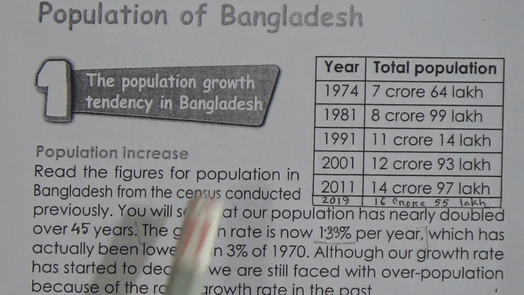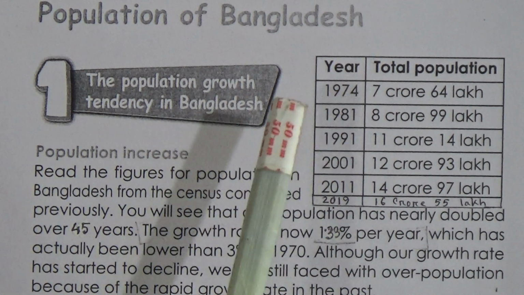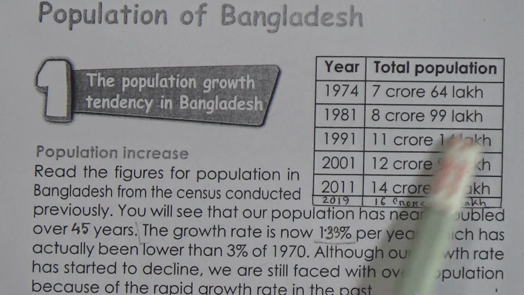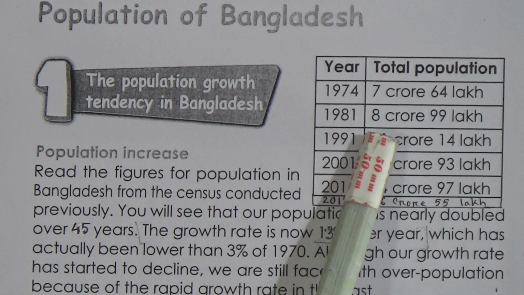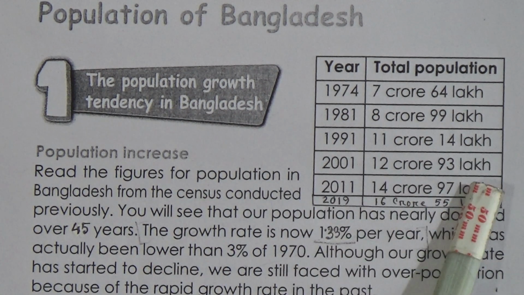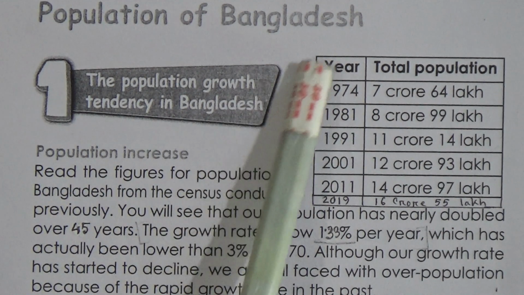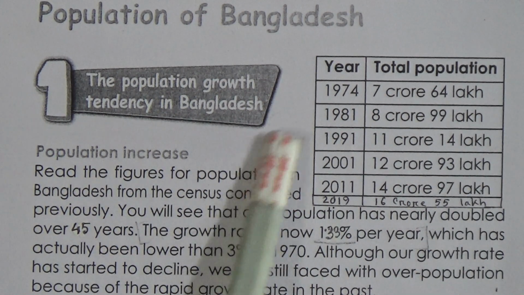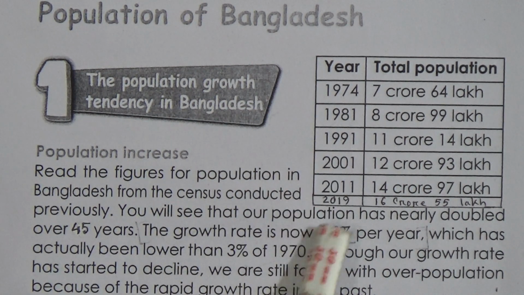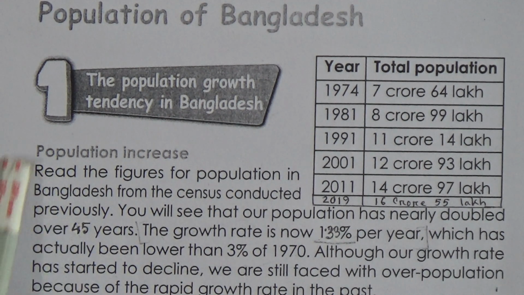Before doing the reading, let's have a look at the scenario of previous population in the country, year by year. In 1974, the total population was 7 crore 64 lakh, and then in 1981 it increased to 8 crore 99 lakh. In 1991 it increased to 11 crore 14 lakh, 2001 12 crore 93 lakh, 2011 14 crore 97 lakh, and 2019 16 crore 55 lakh. That means throughout the years the population is increasing. This is the increasing tendency of our country. Every year some population is added to the total population of the country. So why population is increasing and what are the problems, we will know in this lesson.